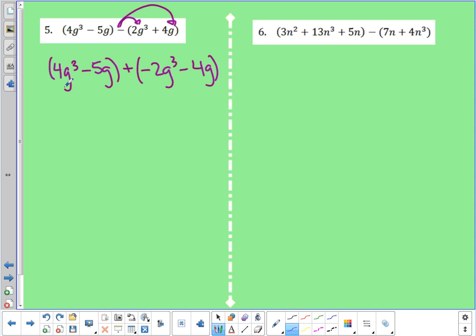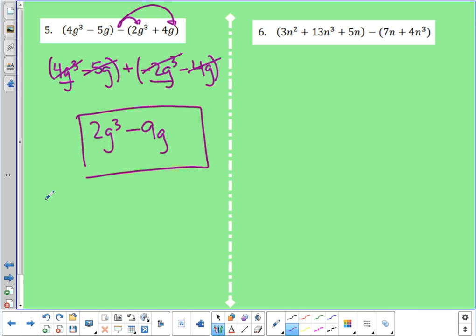I'm ready to go. So 4g to the third minus 2g to the third, those are like terms. That's going to give me 2g to the third. Gone, gone. Then I have negative 5g and negative 4g. That's negative 9g. Gone, gone. No other terms to look for. It's in standard form, so I'm good.